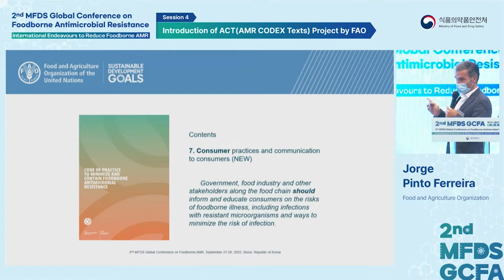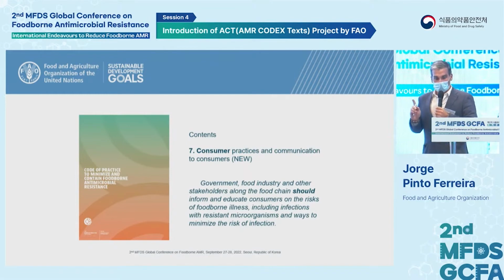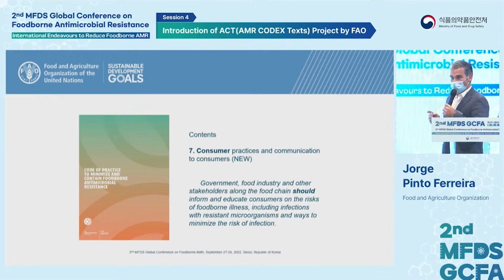And the final section is on consumers. Again, we are all consumers of food, and it says governments, food industry, and other stakeholders along the food chain should inform and educate consumers on the risks of foodborne illness, including infections with resistant microorganisms, and ways to minimize the risk of infection. I went through the details of the document because under the ACT project, I only did the output. That means the implementation of these rules, these standards, in these 6 countries. Now we have a better image of what this means for these 6 countries.